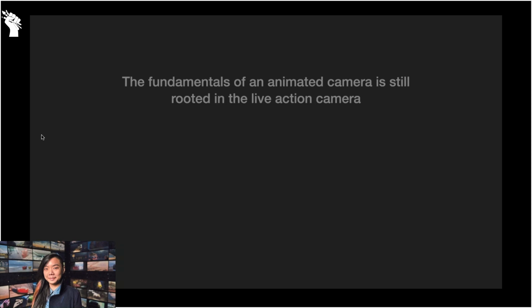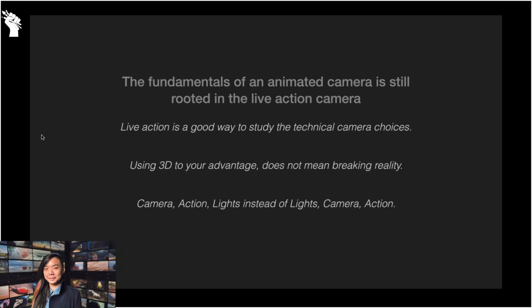The fundamentals of an animated camera are still rooted in the live action camera. So I'm going to go through these three things. It's very, very important to remember that live action is a good way to study the technical camera choices. Just like the previous talk, Matush talked about how if you're making an animated film, you can't just look at animation.